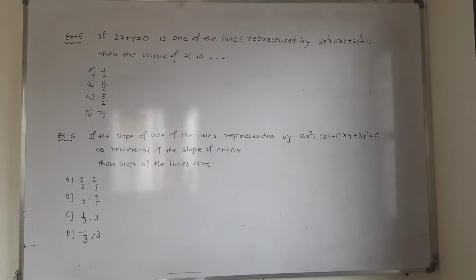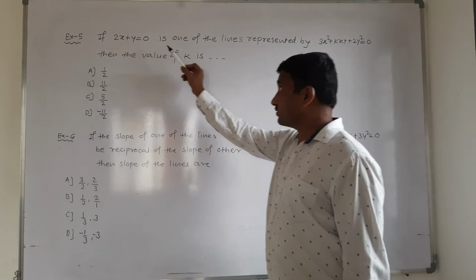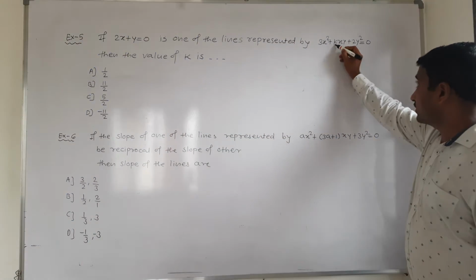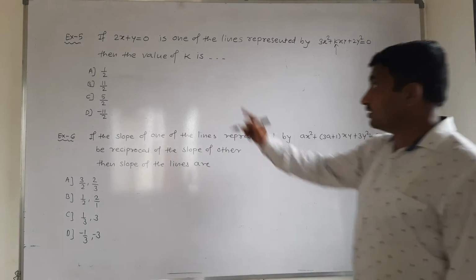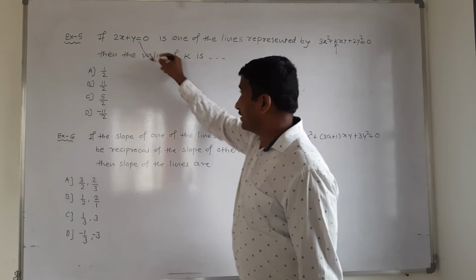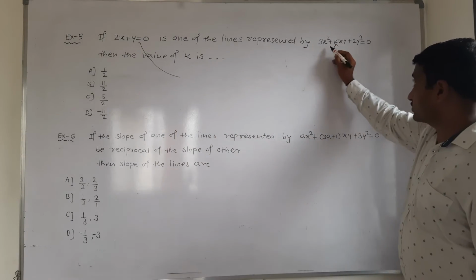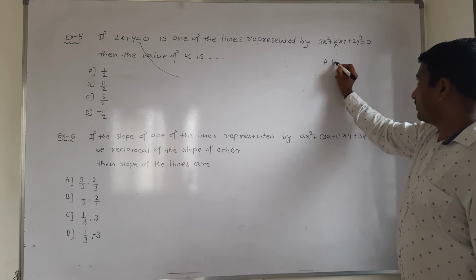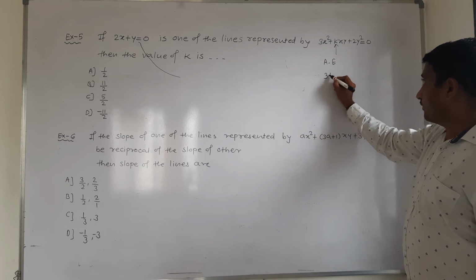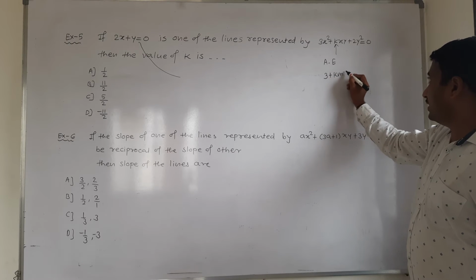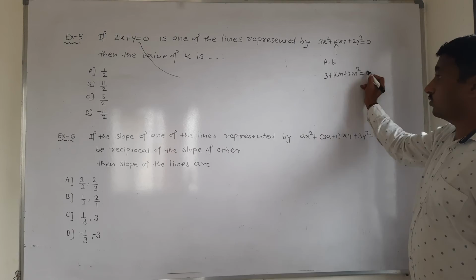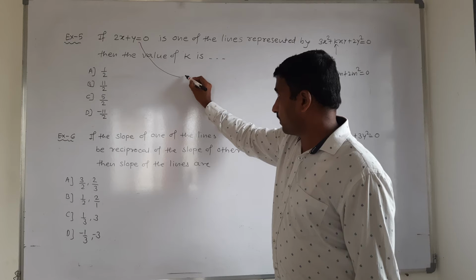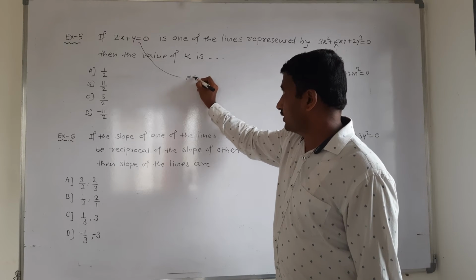Next example: if 2x plus y is equal to 0 is one of the lines represented by this homogeneous equation, then the value of k is, here, a k. Now this is one of the lines, therefore its slope is nothing but a root of the auxiliary equation. Its auxiliary equation is, put x equal to 1 and y equal to m, 3 plus km plus 2m square is equal to 0. Now this is one of the lines, therefore its slope, I write m, is equal to minus 2.